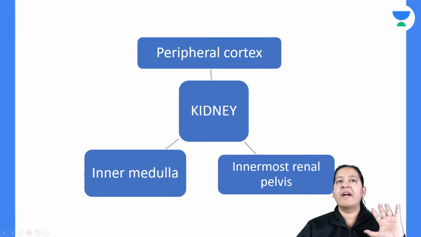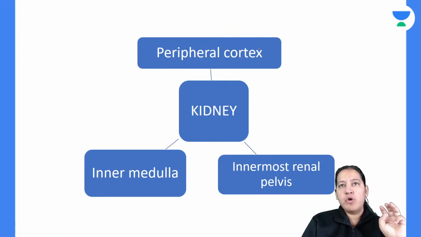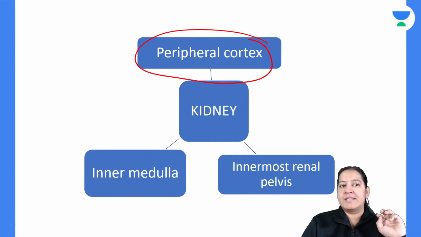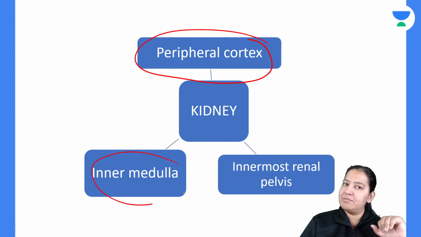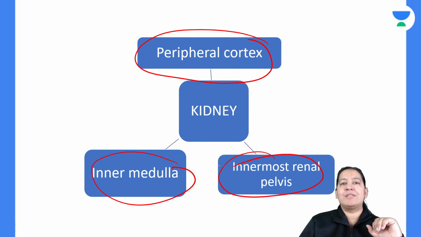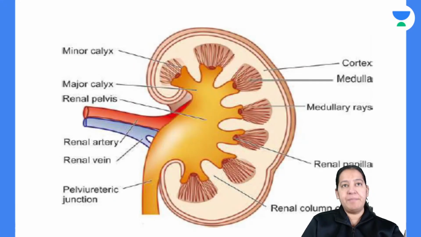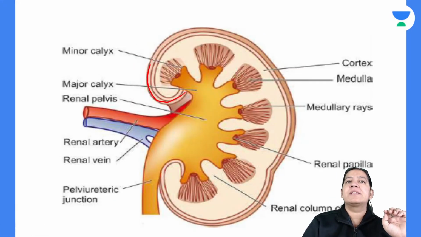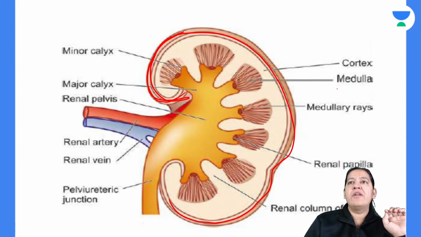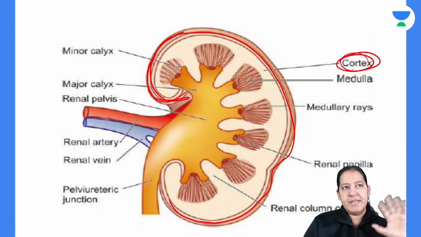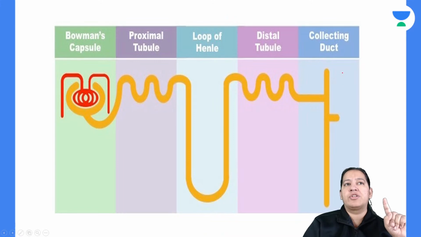Now, if I cut the kidney, what are the parts of the kidney? Kidney has 3 portions. The outermost part of the kidney is known as cortex. The inner part of the kidney is known as medulla. And the innermost part is known as pelvis. You can see, okay, let me mark. This portion is cortex. Can you see? I'm marking with red. This portion is cortex. It is the outermost thin rim. It is cortex. The outermost portion is cortex.